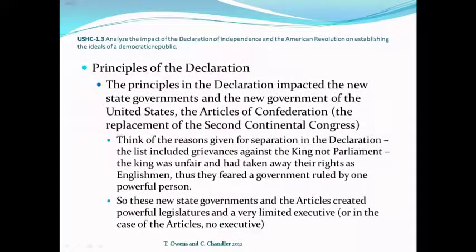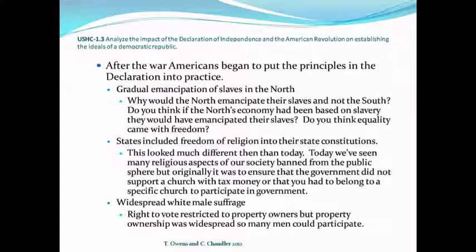The principles of the Declaration really impacted the new government at the time. Because Thomas Jefferson blamed the king for a lot of the problems, the states were very, very reluctant to create another person who would be like a king. And so in their state governments, they created very, very weak executives, and this would be like the governor of the state. And then in the national government, the Articles of Confederation, they also didn't even have a president because they were so worried that that person would get too much power like the king, as Thomas Jefferson wrote in the Declaration of Independence.